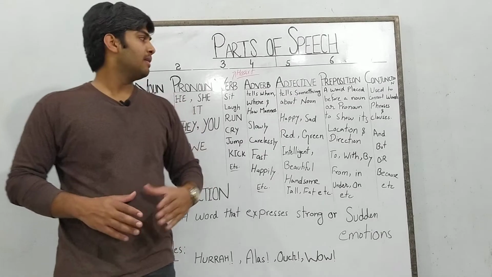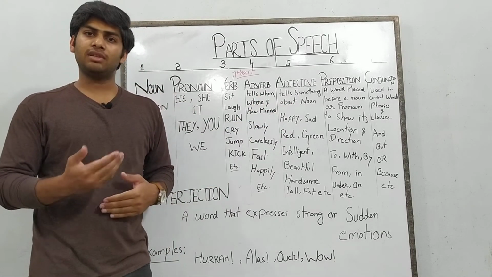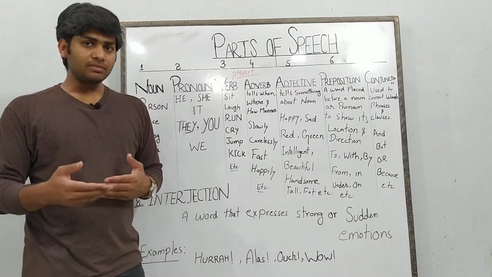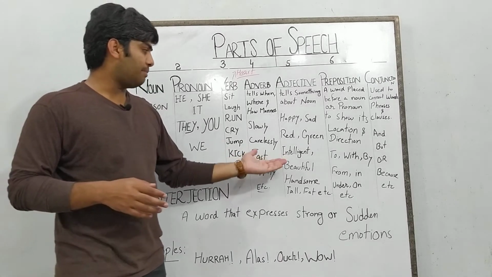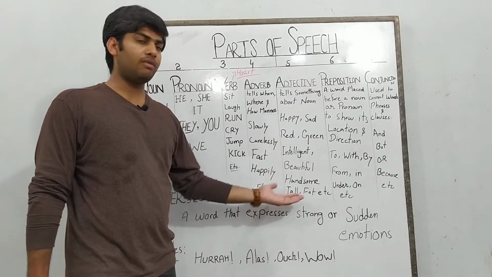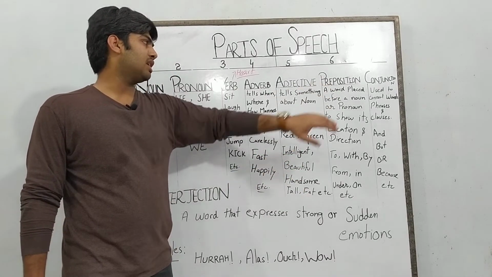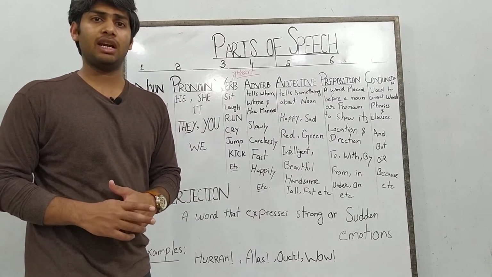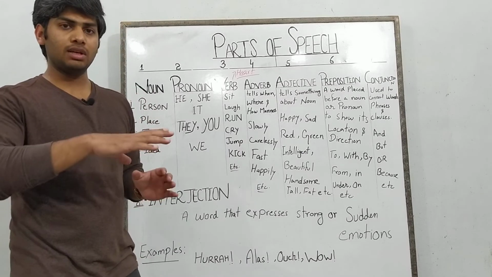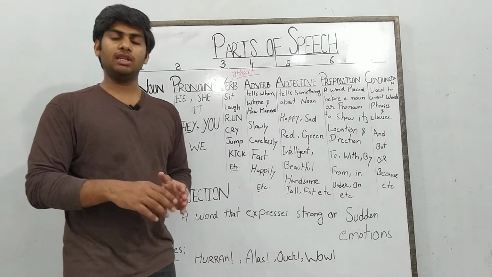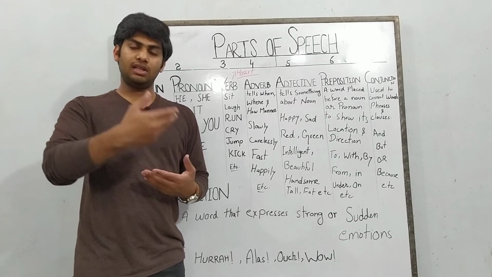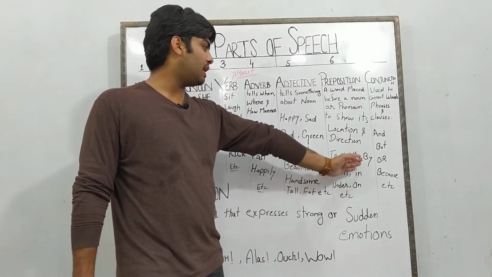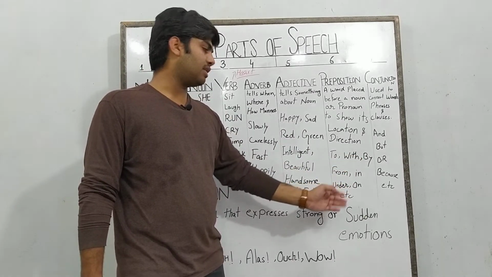Adjective tells something about noun. For example, handsome boy, intelligent boy, diligent, happy, intelligent, beautiful, handsome, tall, fat, etc. Preposition is a word placed before a noun or pronoun to show its location and direction. For example, if I say that the book is on the table, or the book is under the table, it shows its direction and location as well. To, with, by, from, in, under, on, etc.